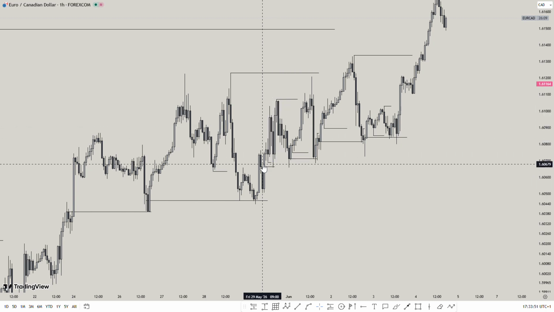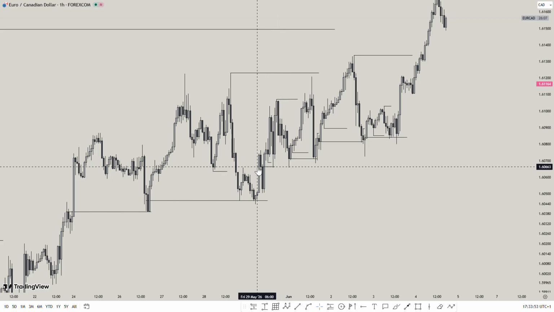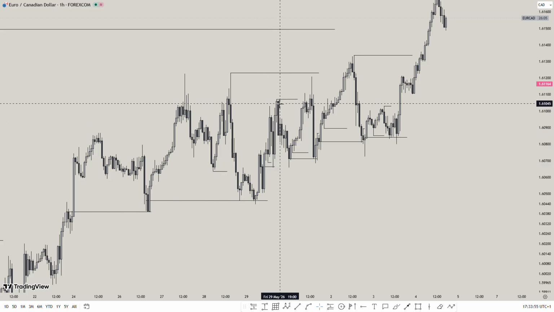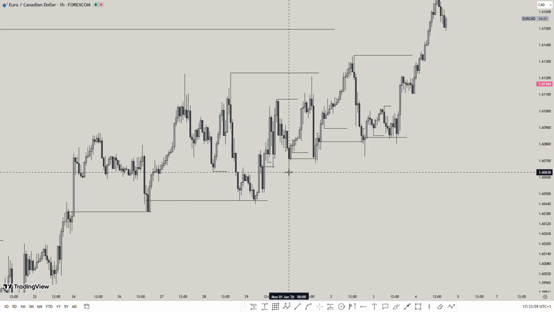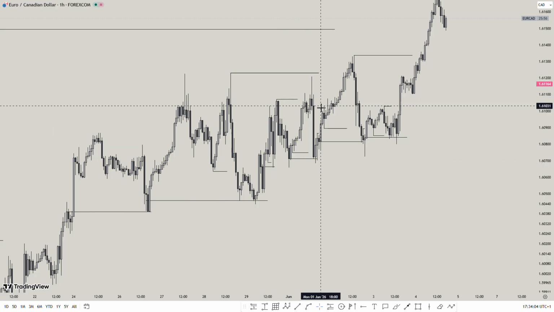And then the price came, swept the low of that inducement, tapped into this key level, and that would have been the first entry, right? So what happened? Price retraced, came again, formed another low, broke structure again to the upside.